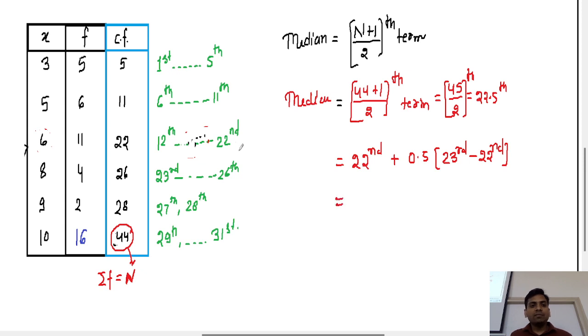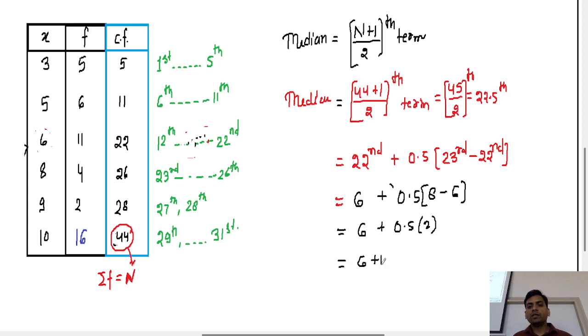So for the 22nd term, the value is 6, and then we are writing 0.5 of the 23rd location, which is 8. So we will write 8 minus the 22nd. So this equals 6 plus 0.5 of what? 2. So this is 6 plus 1. So your answer is 7. Logic is clear?